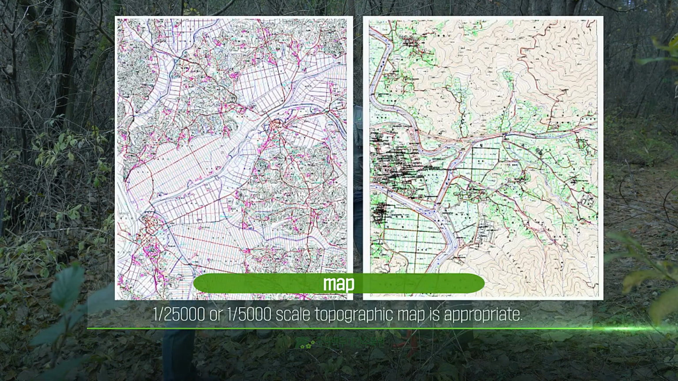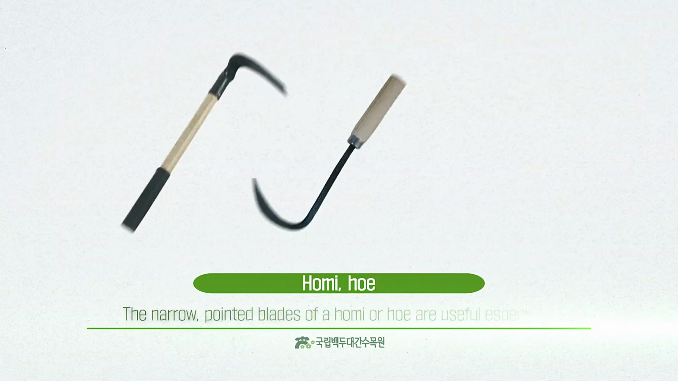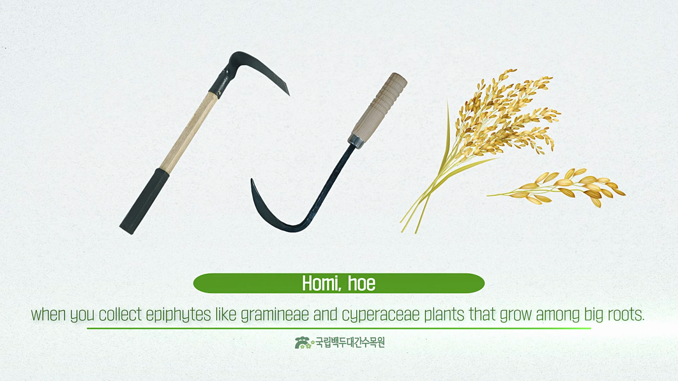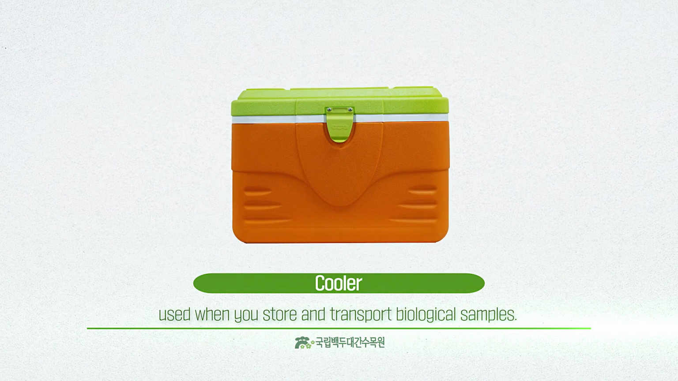1/25,000th or 1/5000th scale topographic map is appropriate. The narrow and pointed blades of a hoe are useful, especially when you collect epiphytes like Gramineae or Cyperaceae, plants that grow among big roots. Telescope and magnifier are used when you observe water pipes or plant motif, and a cooler is used when you store and transport biological samples.